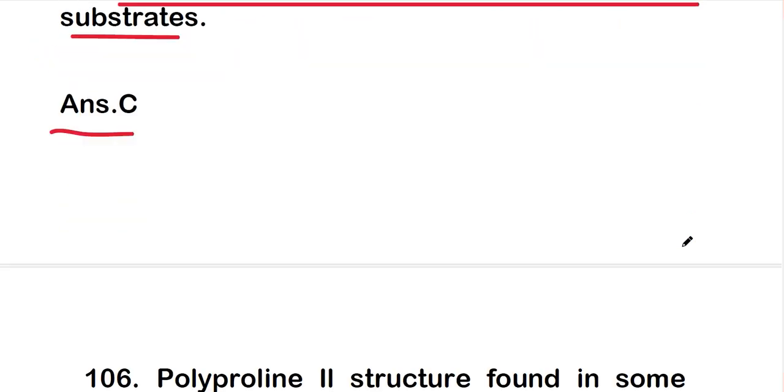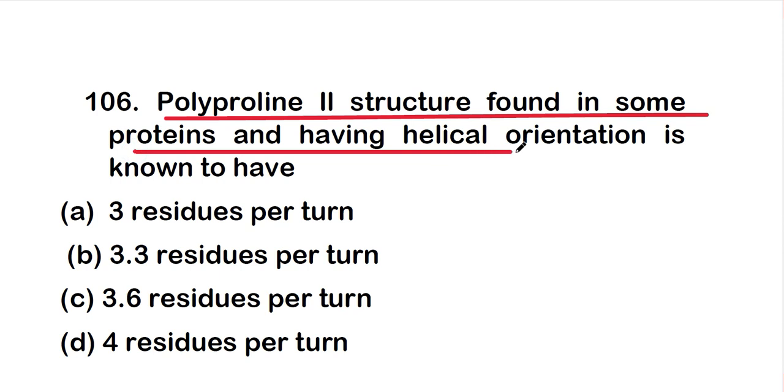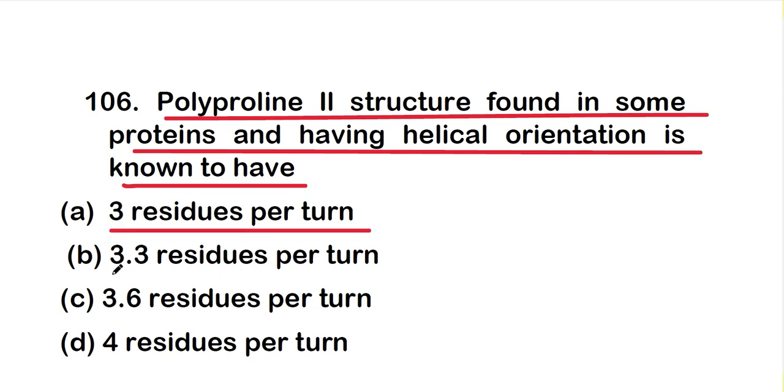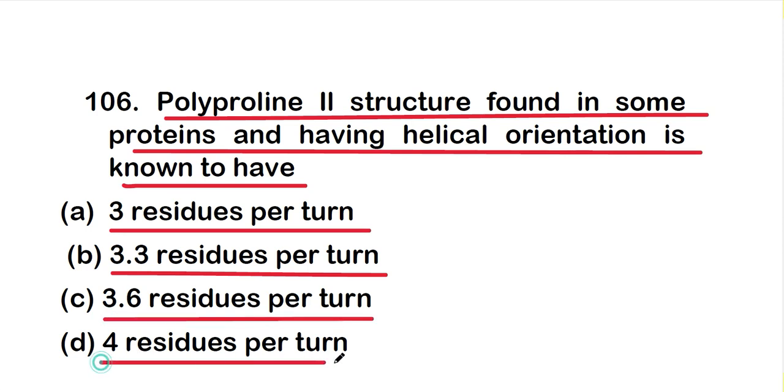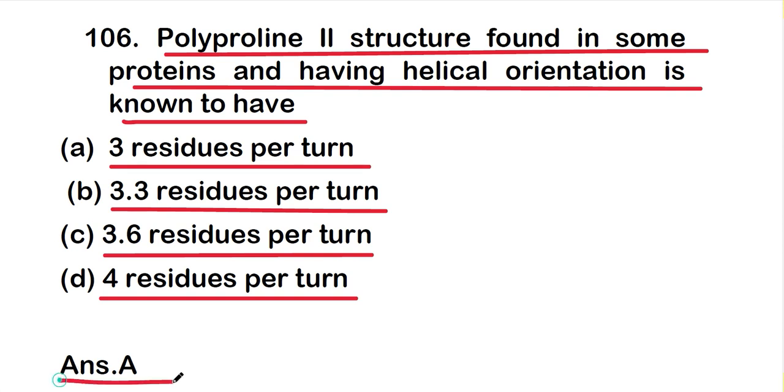Okay, so let's move on to the next question, that is polyproline 2 structure found in some proteins and having helical orientation is known to have option A, 3 residues per turn, option B, 3.3 residues per turn, or option C, 3.6 residues per turn, or option D, 4 residues per turn. And the right answer is option A, that is 3 residues per turn.